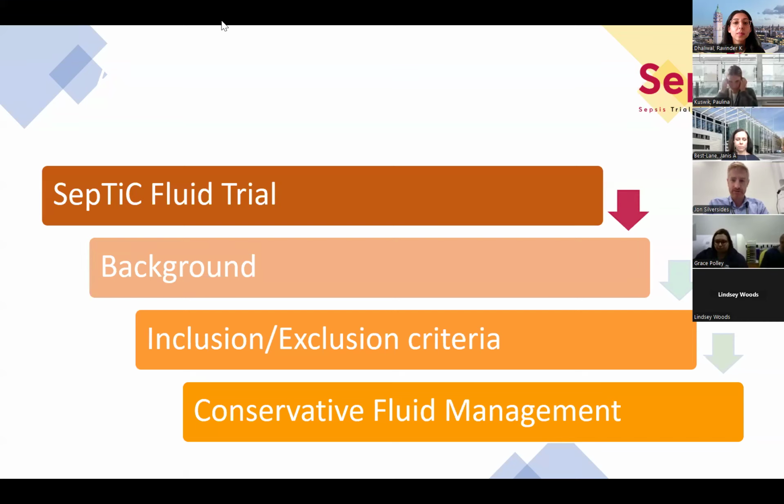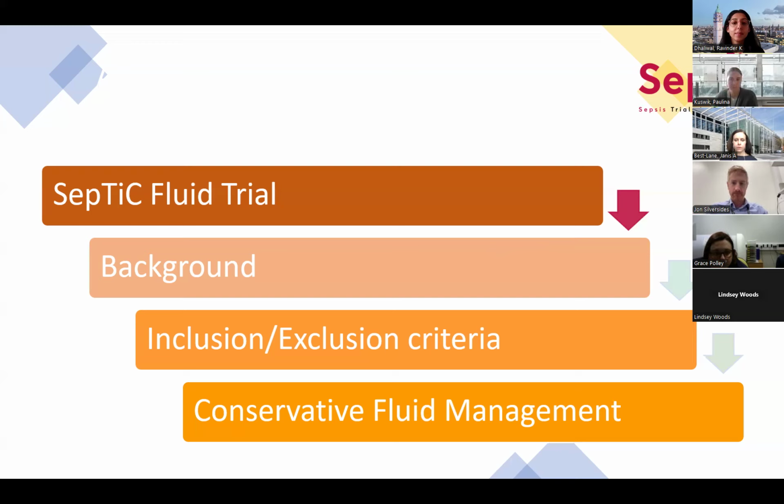I guess the purpose of today is really just to hopefully address any queries you might have around the fluid intervention as part of SepTiC. So I'm going to give a little bit of background, why we're doing the trial and what we're trying to achieve. I don't really want to run through every single detail because you can read the protocol at least as well as I can, but hopefully answer some of the obvious questions and try and explain the philosophy behind it. Okay. So next slide, please.